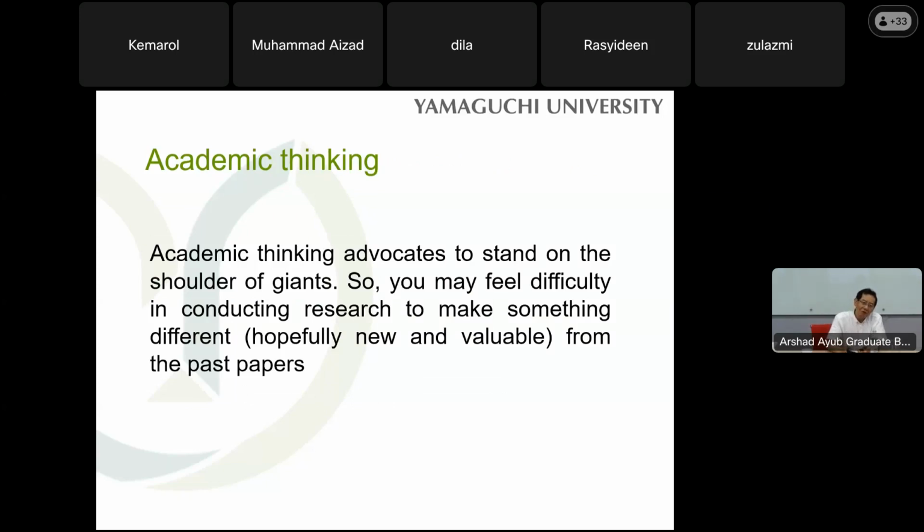So what is the difference between practical innovative activity and the academic way of thinking? Academic thinking, so-called academic thinking, advocates standing on the shoulders of giants. That's why you are expected to conduct a solid literature review.